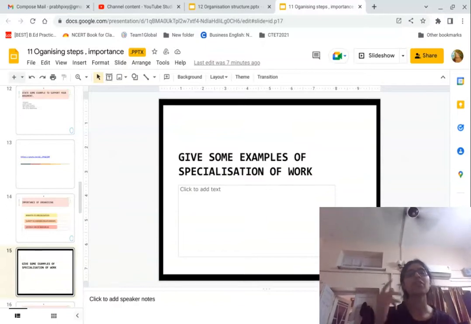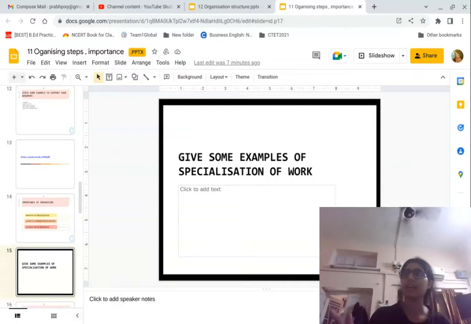Now you have to give me some examples of specialization of work. Right, a motor car company, every day they are preparing the same parts of the car, right? Now they have become what? Specialized. Or we can say assembling of the car. Every day they are assembling the parts of the car, so they are becoming specialized, having mastery and expertise in it, right? Any other specialization of work?